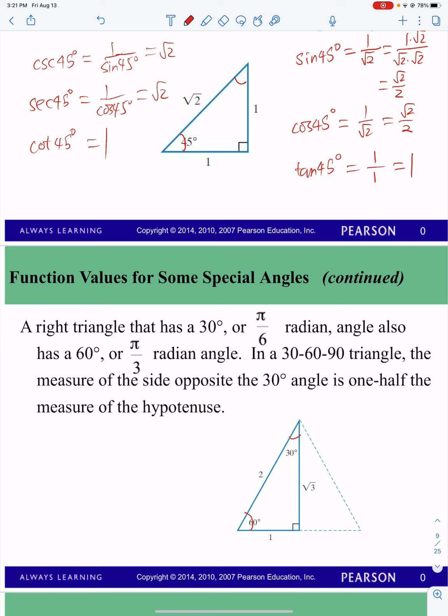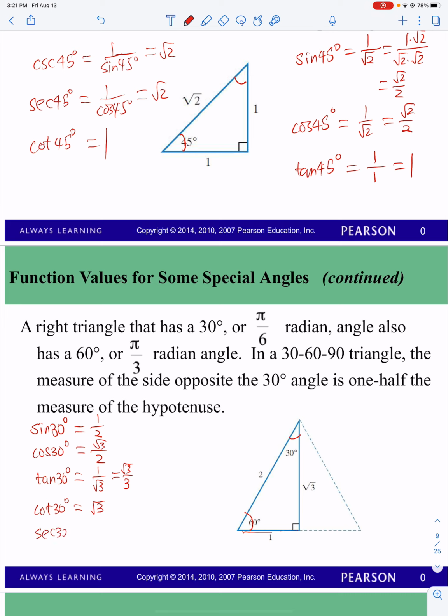Okay. So what do we have here? Sine of 30 degrees. So what will be sine of 30 degrees? Opposite is 1, so it's 1 over 2. What is cosine 30 degrees? Square root of 3 over 2. So what will be tangent 30 degrees? 1 over square root of 3, which will be what? Square root of 3 over 3. What will be cotangent 30 degrees? Square root of 3.